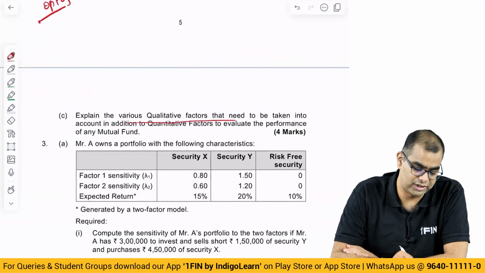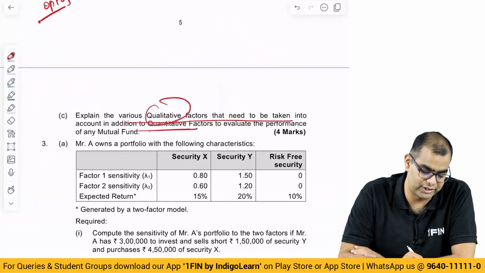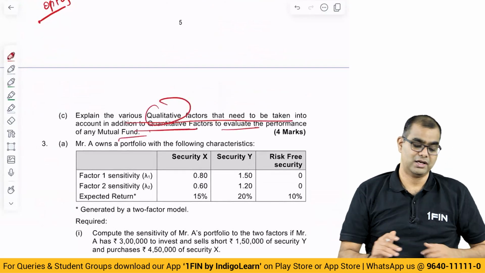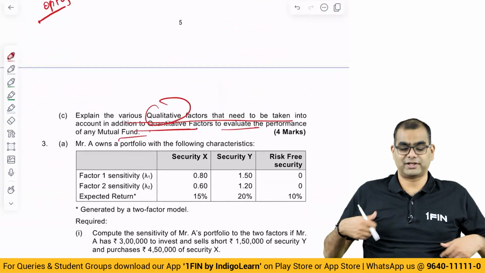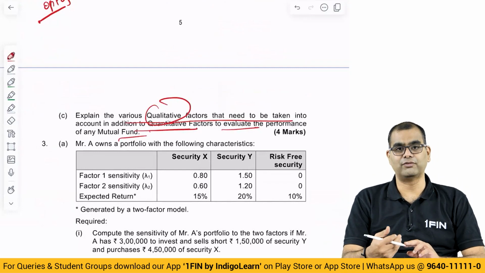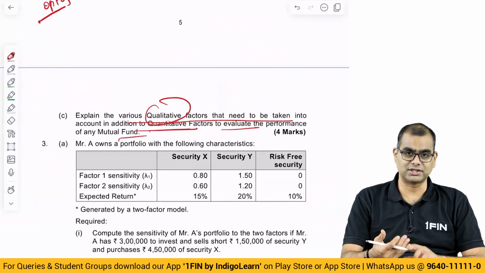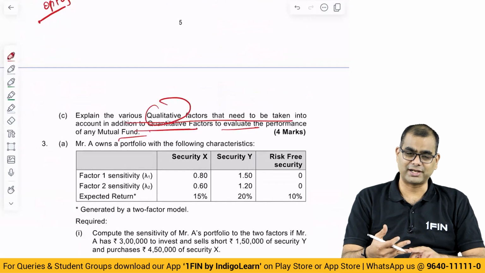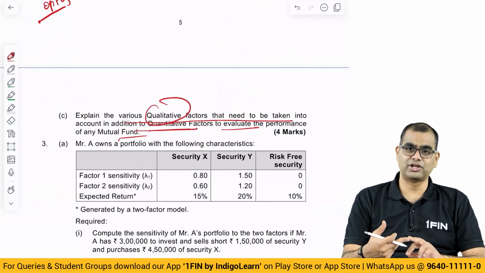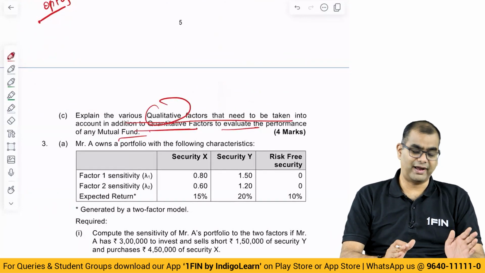Explain various quantitative and qualitative factors to be taken into account to evaluate the performance of a mutual fund. So, what are the qualitative factors? The kind of portfolio, what is the churn, the kind of companies in which you have made investments, what is the background of the AMC, what is the fund manager's experience, what is the history of the fund. So you have both quantitative and qualitative factors.